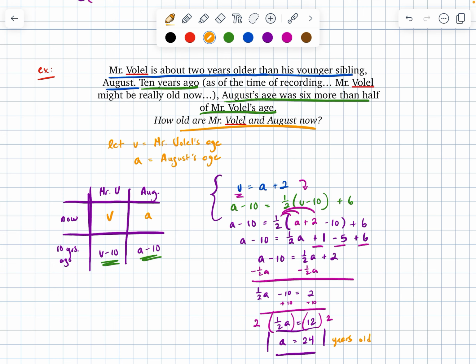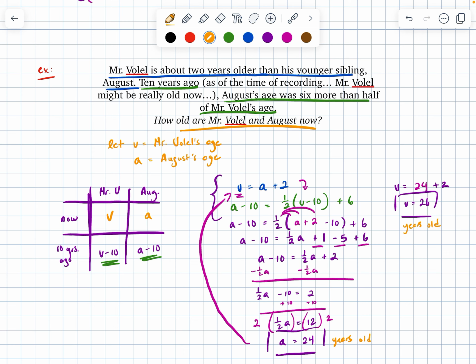But I also need to find my age, so I'm going to take August's age and substitute. I'm going to choose the equation on top because, again, my goal is to get V by itself. Notice that equation already has V by itself. So I'm going to replace A, August's age, with 24. 24 plus 2 should be my age, which means that I am 26 years old. Yay! Quarter life crisis time.